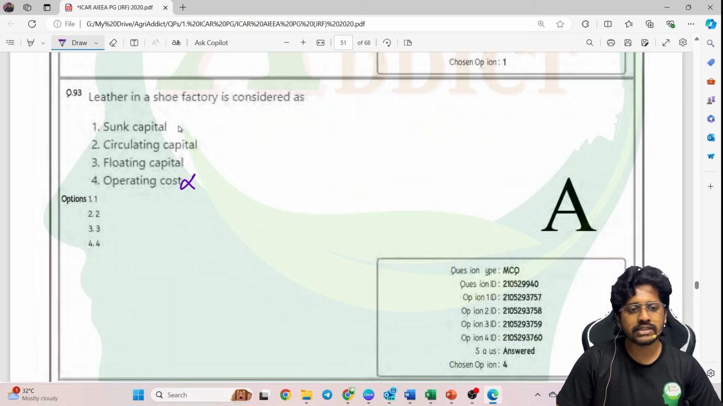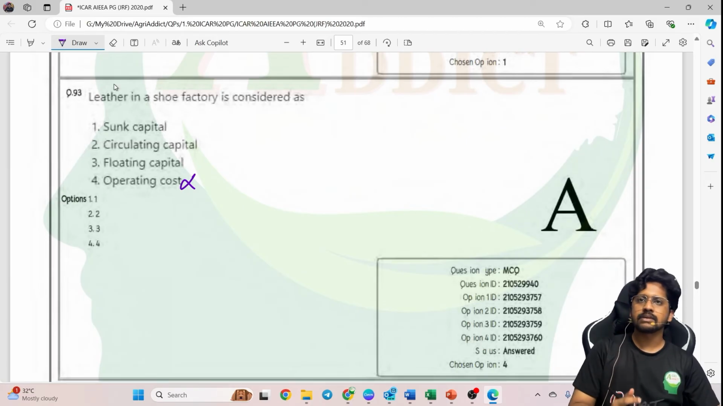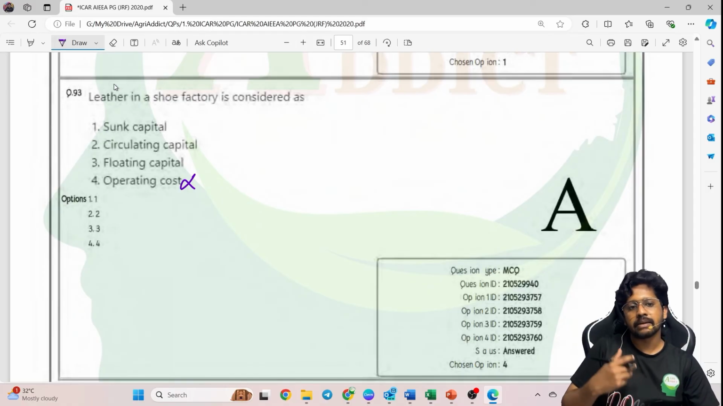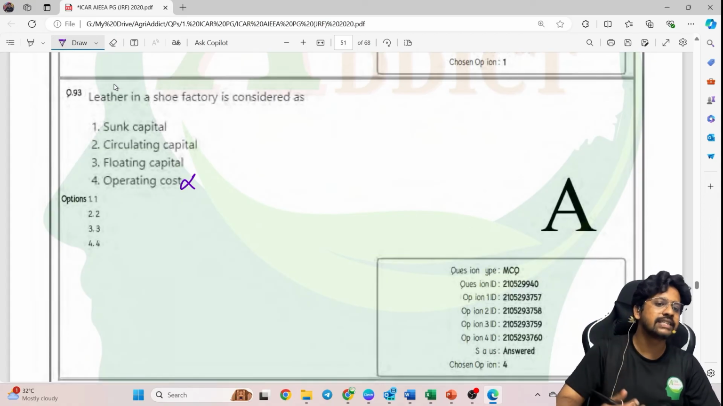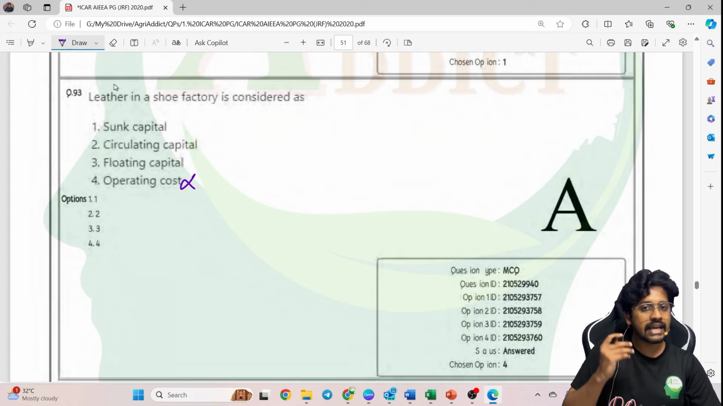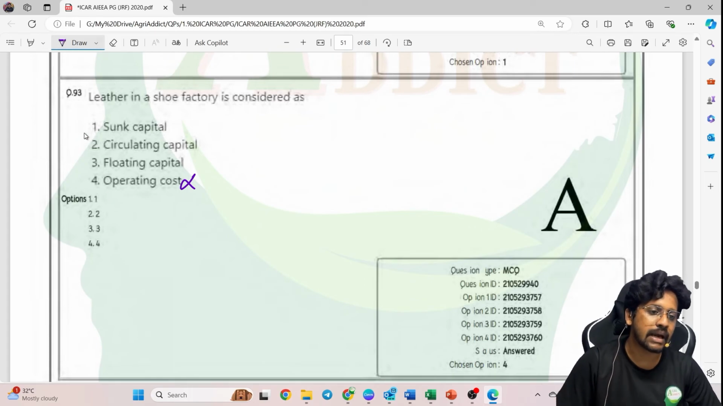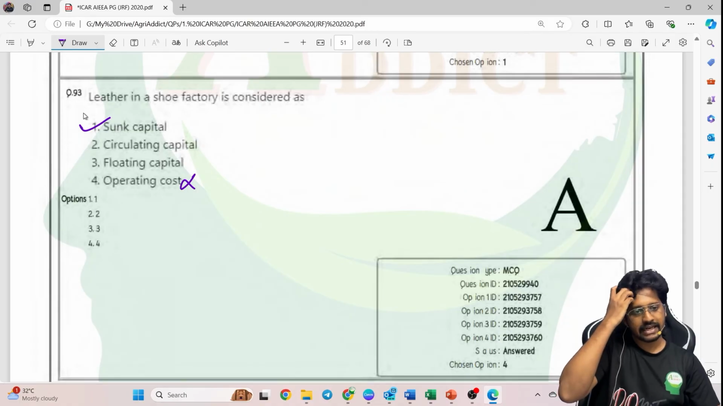So what actually does sunk capital mean? Sunk capital is nothing but a capital which is used in the production process, which can be used only for a specialized function. That is, leather in a shoe factory can be considered as a raw material which is only used for making the shoes, right? Leather cannot be used for anything else or any other functions in a shoe factory. So leather can be considered as a sunk capital. So option A will be the correct answer.